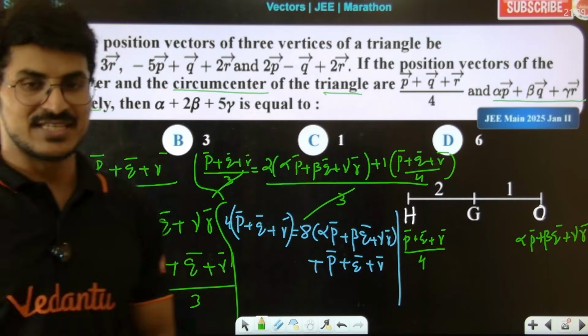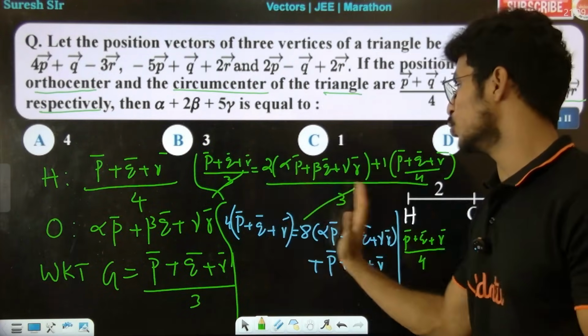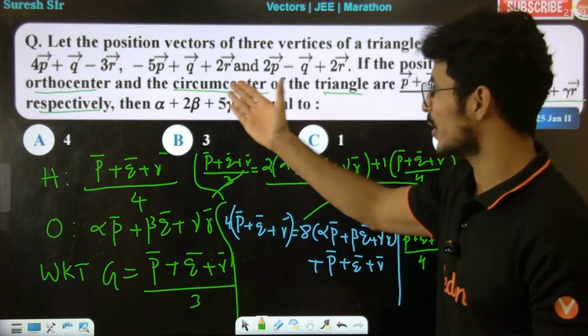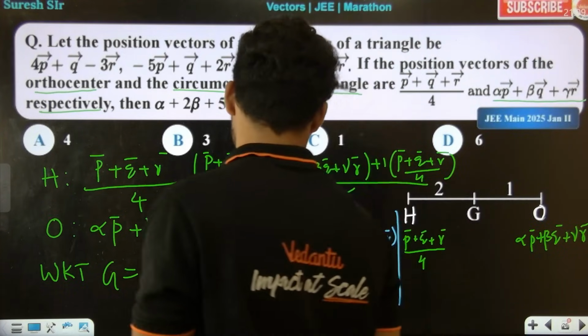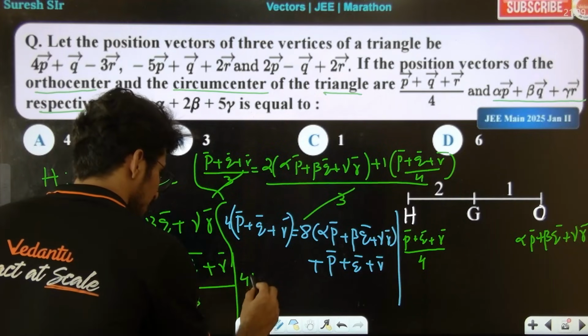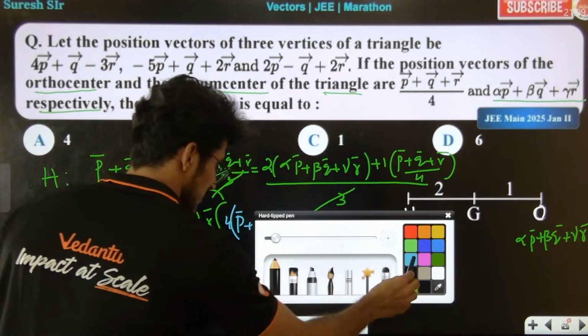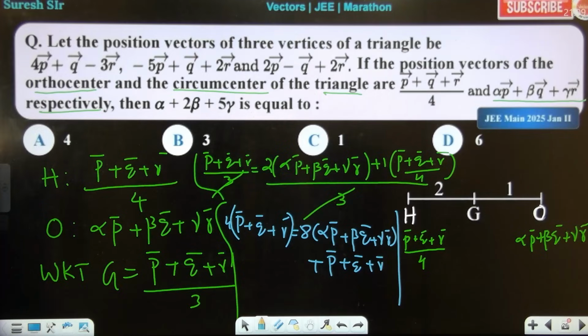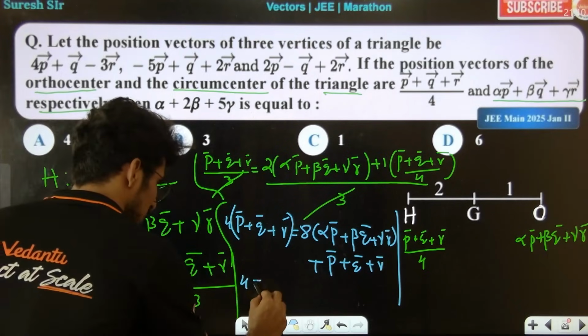Are you getting the point? Just compare those, just equate these two vectors. So I am going to get alpha, beta, gamma. So equate. Let me write with the same color. So alpha p, so what is here? 4 is equal to, check.